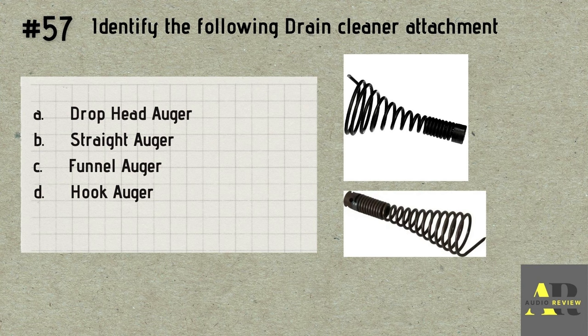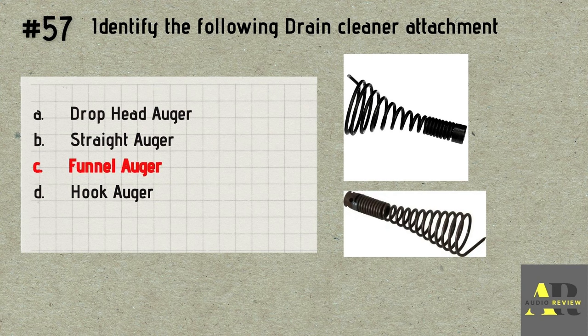Question 57. Identify the following drain cleaner attachment. Is it A. Drop head auger? B. Straight auger? C. Funnel auger? D. Hook auger? The answer? It's C. Funnel auger.